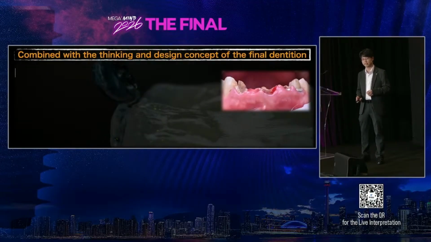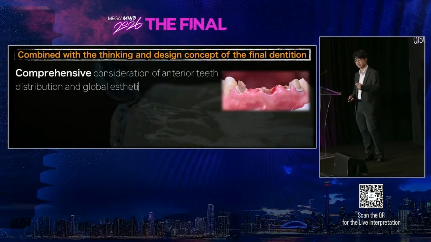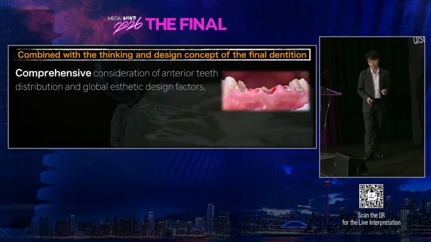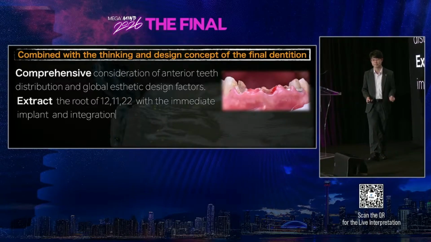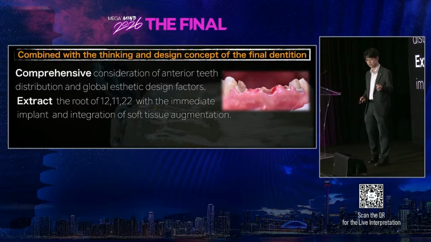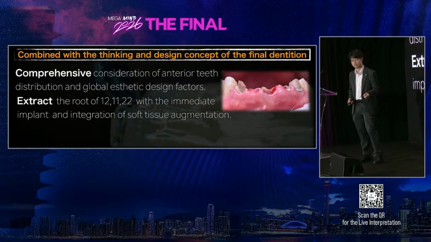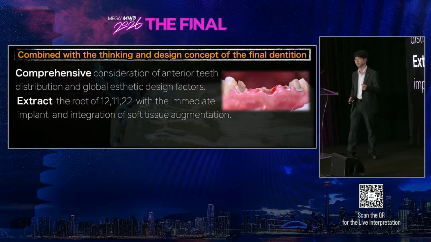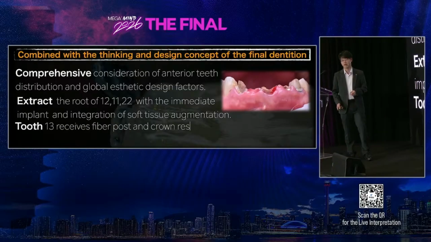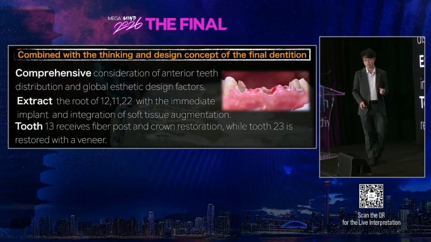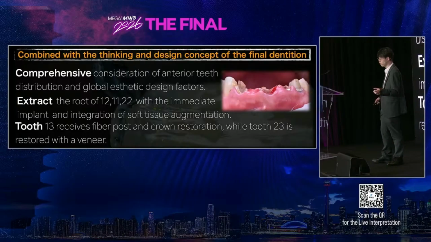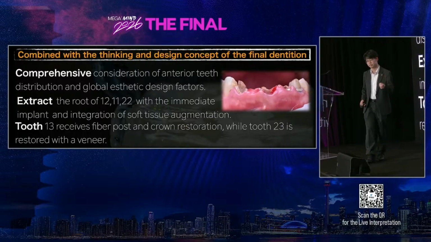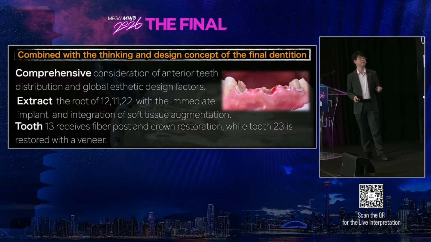Combined with the thinking and design concept of the final dentition, with comprehensive consideration of anterior teeth distribution and global aesthetic design factors, we extract the roots of 12, 11, 22 with immediate implants and integration of soft tissue augmentation. And tooth 13 receives a fiber post and crown restoration, while tooth 23 is restored with a veneer.